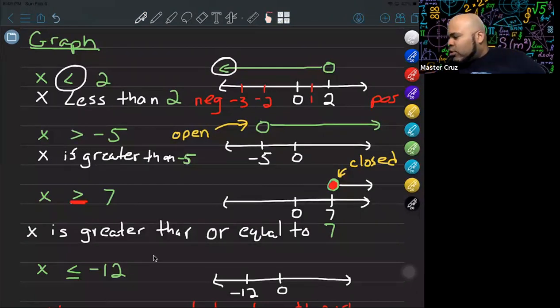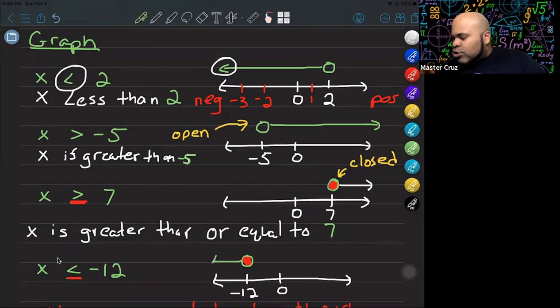So then I'm going to close my circle on top of 12 because that's the number they gave me. The bottom line fills in the circle. So this is a closed circle. And this is pointing to the left. The head of the arrow is pointing to the left. Or where are the numbers that are less than -12? We're to the left. So we go to the left.